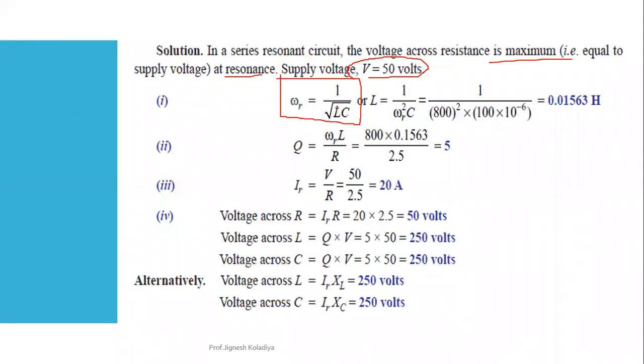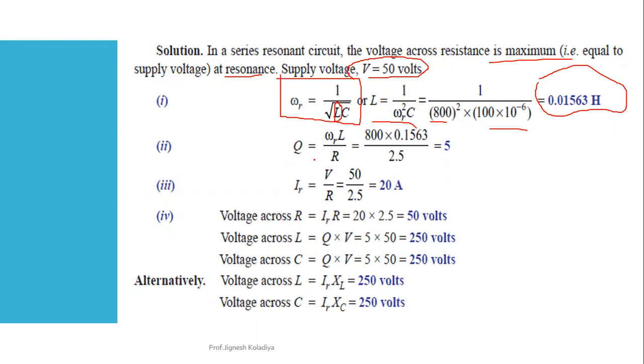We have to find L, so you can take L on one side. So I will get this equation: L is equal to 1 upon omega r square into C. So omega is given as 800, C is 100 microfarad. So I will get 0.01563. Okay.